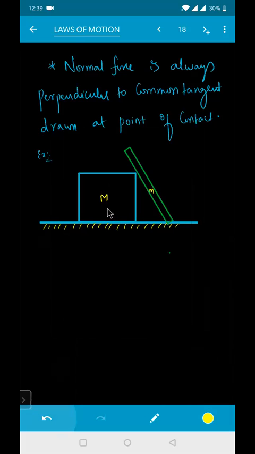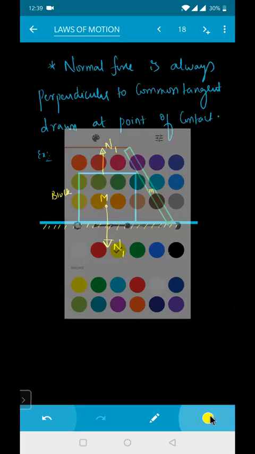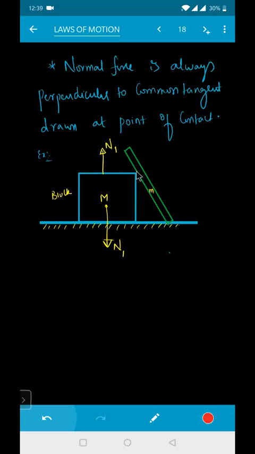On this one, there is one normal force acting. An equal and opposite force, equal to N1, will also act on this one. This is your block. Now see, these two are in contact here, so they act on this contact. This will exert a normal force on this body, which will be equal to N2.